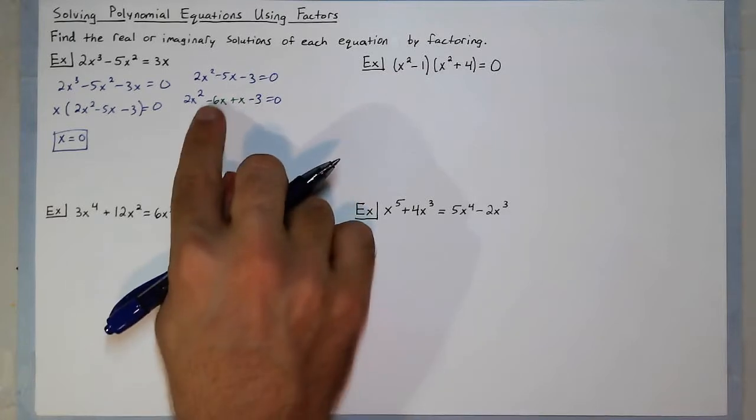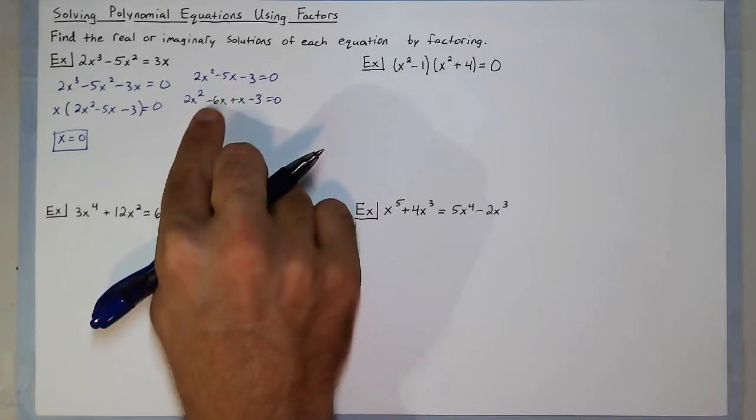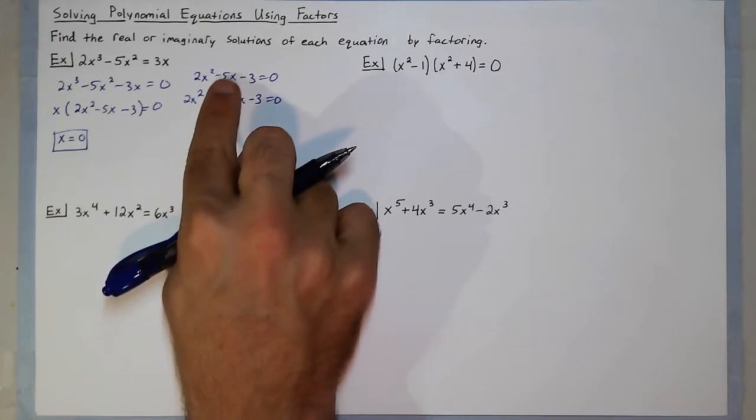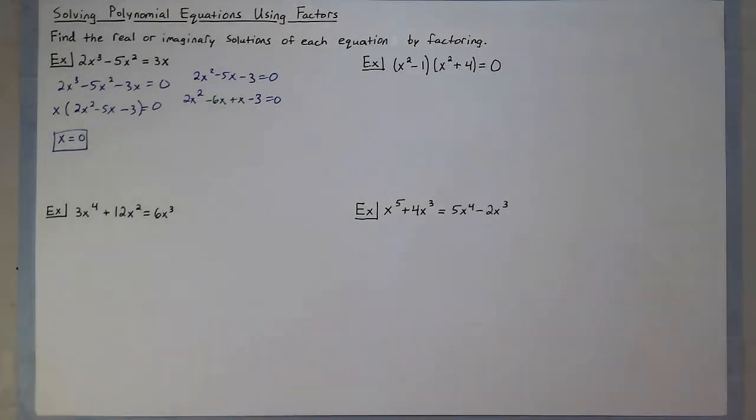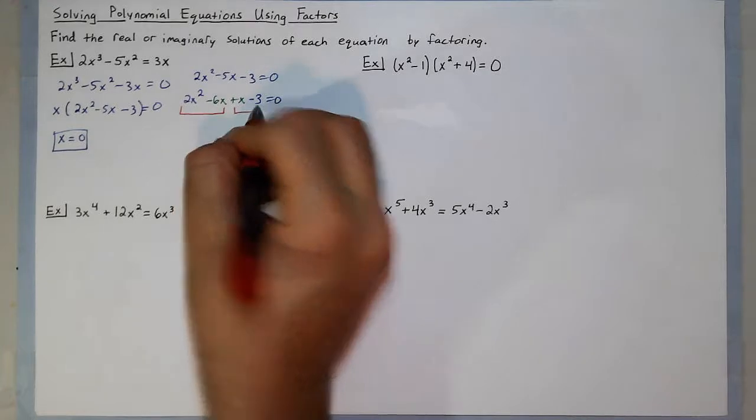So again, to repeat, 2 times negative 3 is negative 6. Negative 6 times 1 is also negative 6. And negative 6 plus 1 is negative 5x. That's how I got those two numbers. So now I'll group and factor. I'll group them 2 and 2.